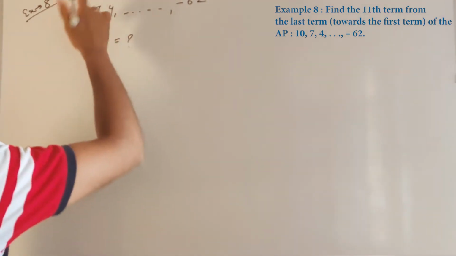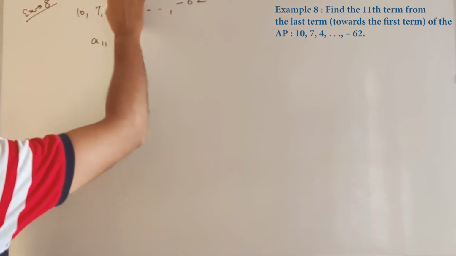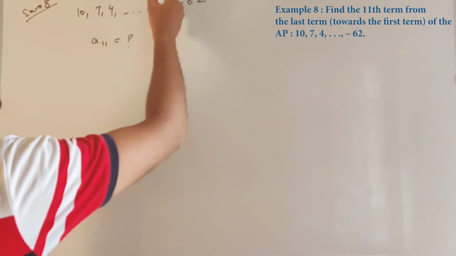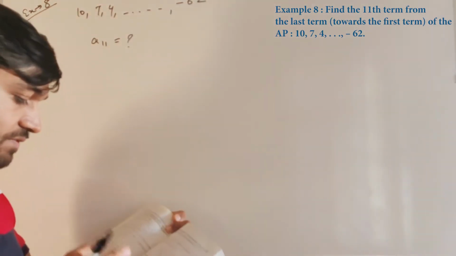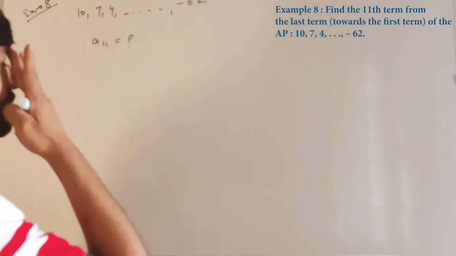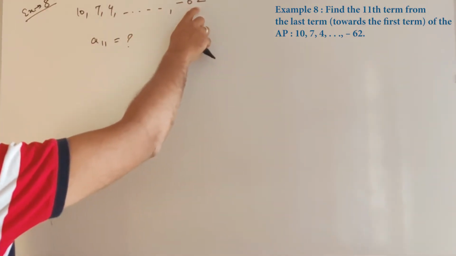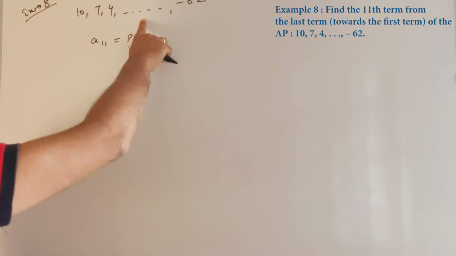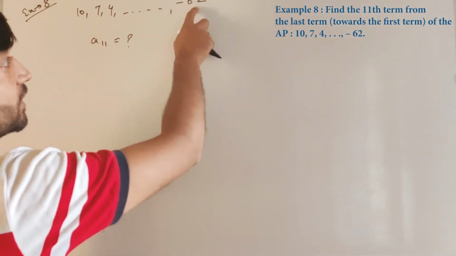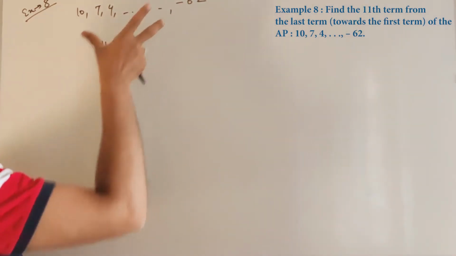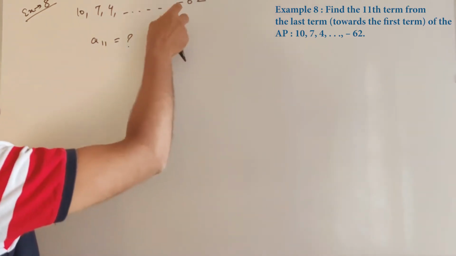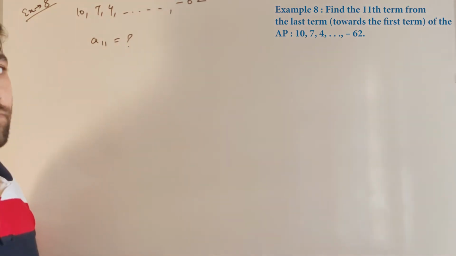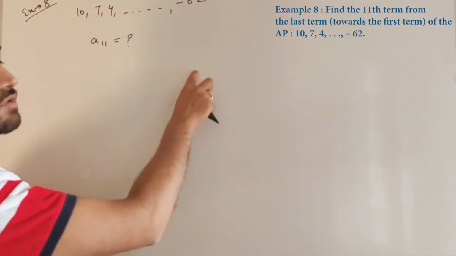But they're not asking from here. They're asking from the other direction. They're saying in the question, find the 11th term from the last term. This was the last term. So from here, they're asking the 11th term. Okay, so when they're asking from here, that means we want to have AP starting from minus 62. So we'll write down an AP starting from minus 62.